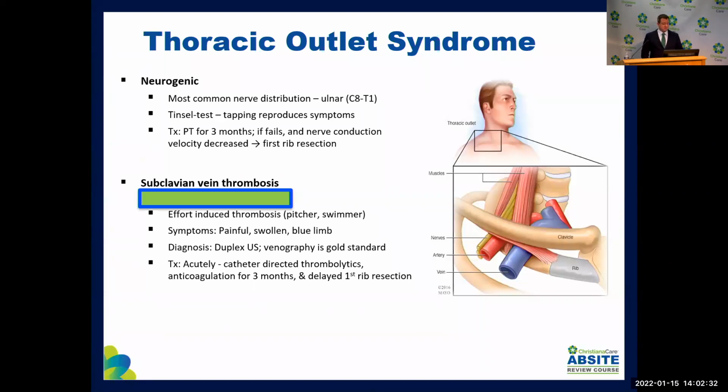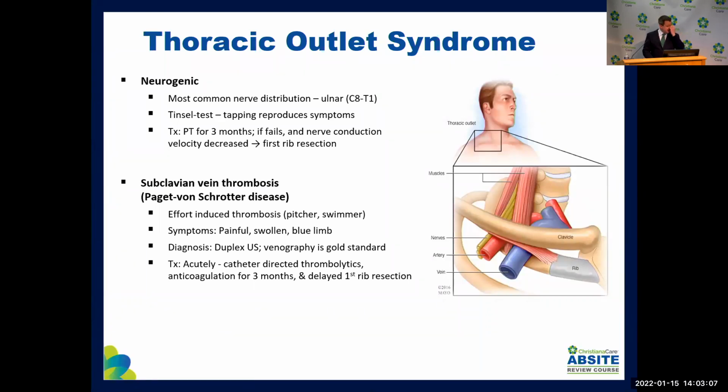Surgery is more involved for subclavian vein thrombosis, right? This is the vascular side of thoracic outlet syndrome, also known as, Alyssa mentioned this before, Paget-von Schroetter disease or an effort-induced thrombosis. Someone's doing repetitive motions like a pitcher or a swimmer. Symptoms there are going to be a painful, swollen, blue limb. For diagnosis, they say venography is the gold standard, but I think that's historical, probably an old textbook. It's duplex ultrasound nowadays, and no one can get out of the hospital without a CAT scan, so probably a CTA.